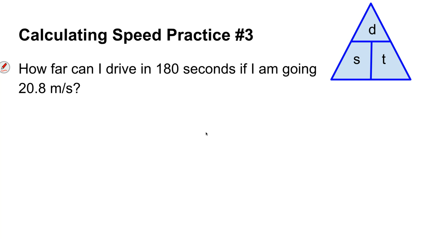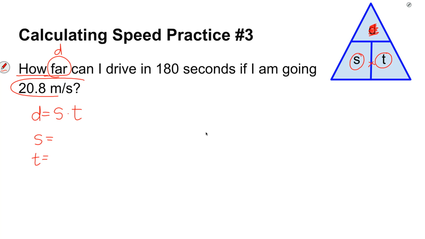Analyze the problem, okay? What is it asking? I see a question word, how. How far is going to be a distance? So I'm going to write my equation. Distance equals, I'm going to use my triangle, cover up what I'm trying to find, and I'm left with S and T next to each other, which is like multiplying them. So D equals S times T, and I'm going to define my variables.